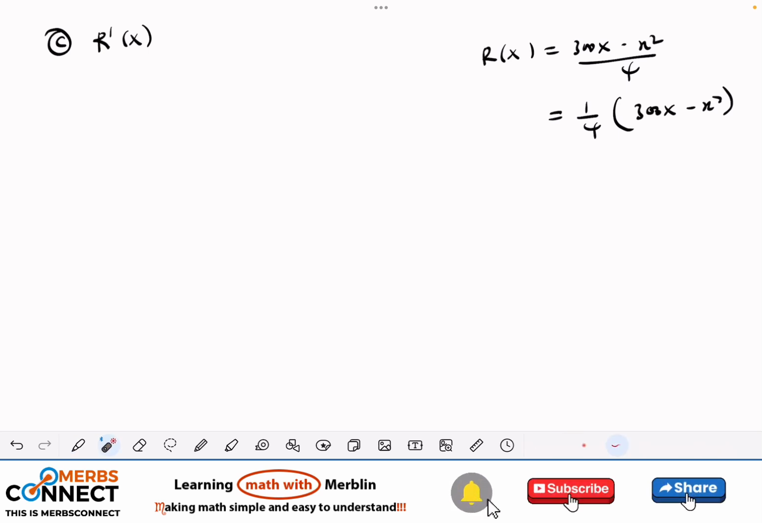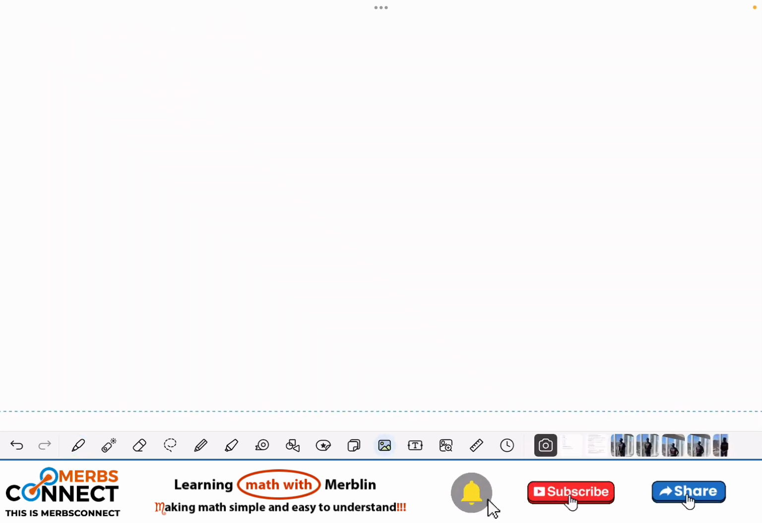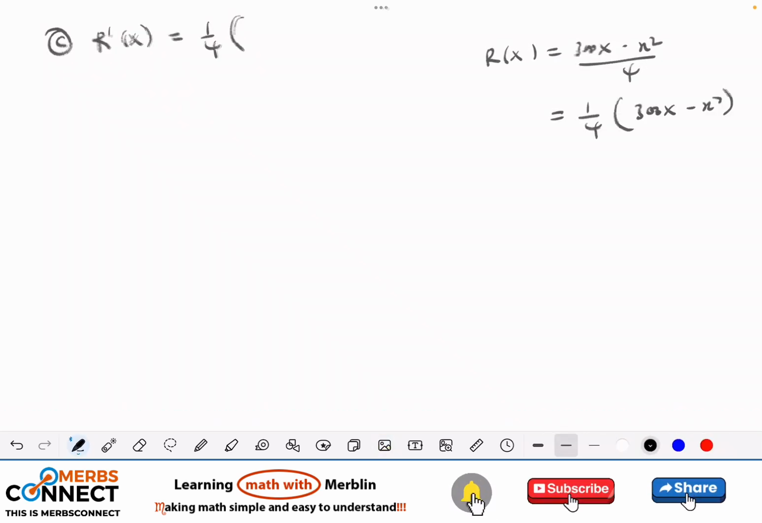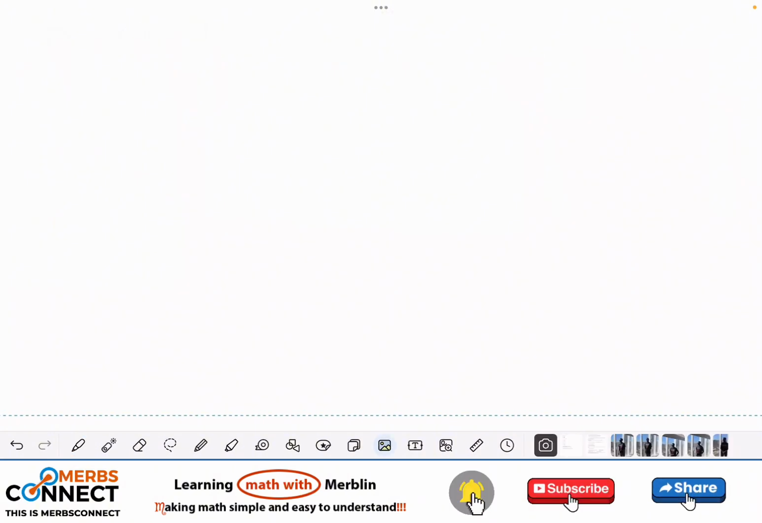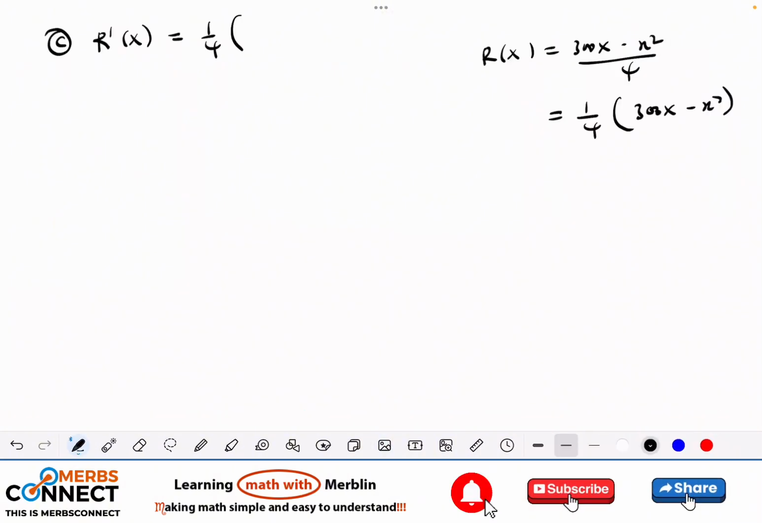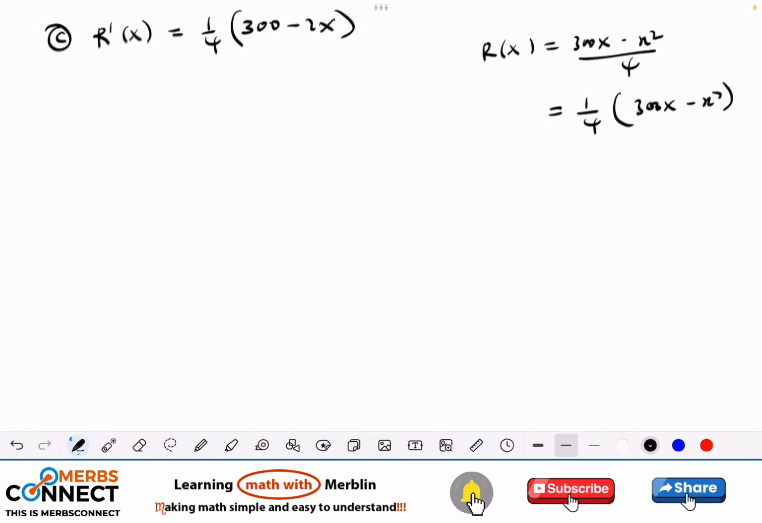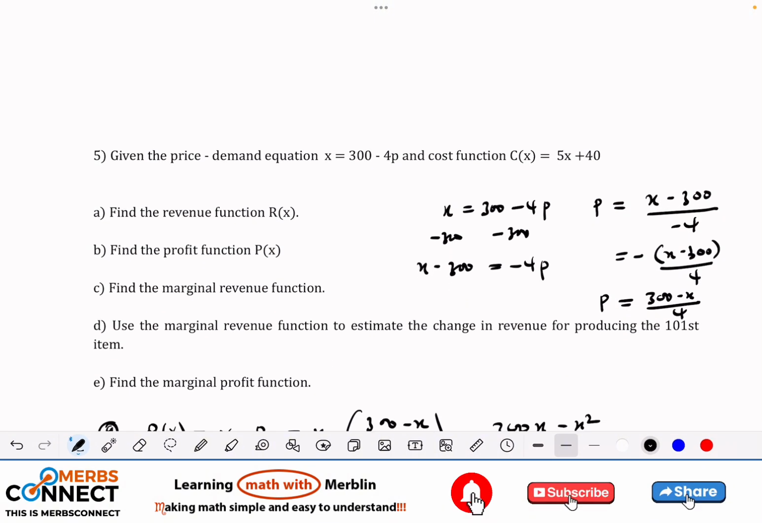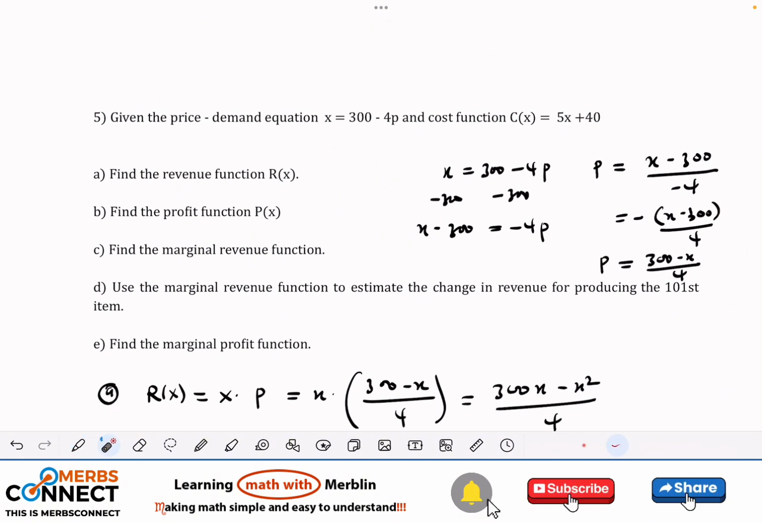So R prime will be 1 over 4 out. Then I differentiate just what is inside the parenthesis, because this is a constant multiplying what is here. When I differentiate 300x, I get 300. Then when I differentiate x squared, what am I going to get? 2x. So this will be the marginal revenue. Very simple. Now let's look at D.